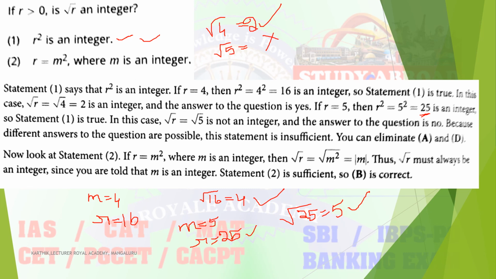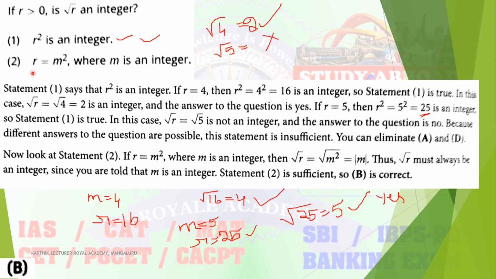Why? Because m is an integer, so 5 is an integer and 4 is also an integer. I take two different cases, and in both you get the answer yes. So which option is correct? Option B is correct. Option A is not satisfied, since you get two different answers there. In option B you get the same answer, yes only. First case m is equal to 4, second case m is equal to 5, and in both cases you get the same answer. So option B is correct for this question.